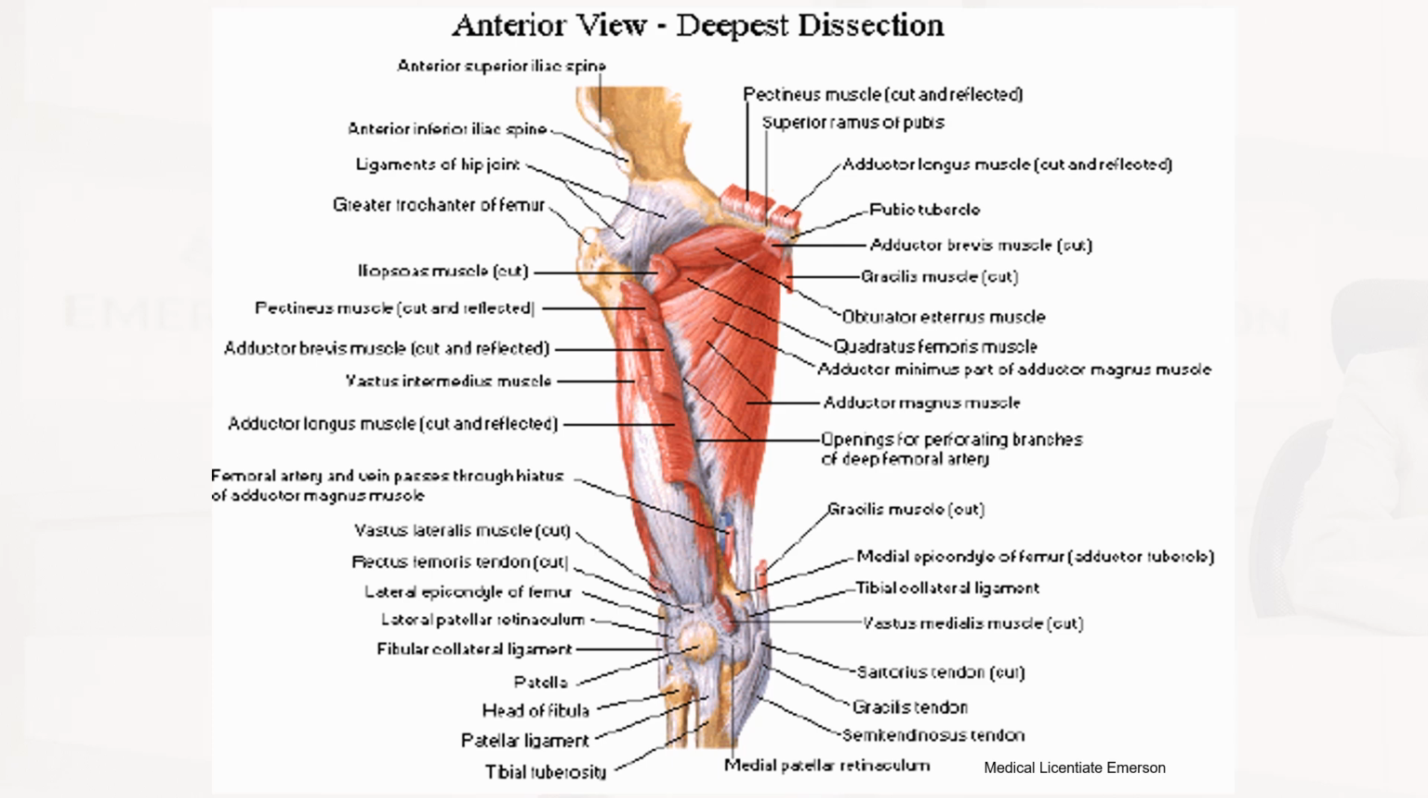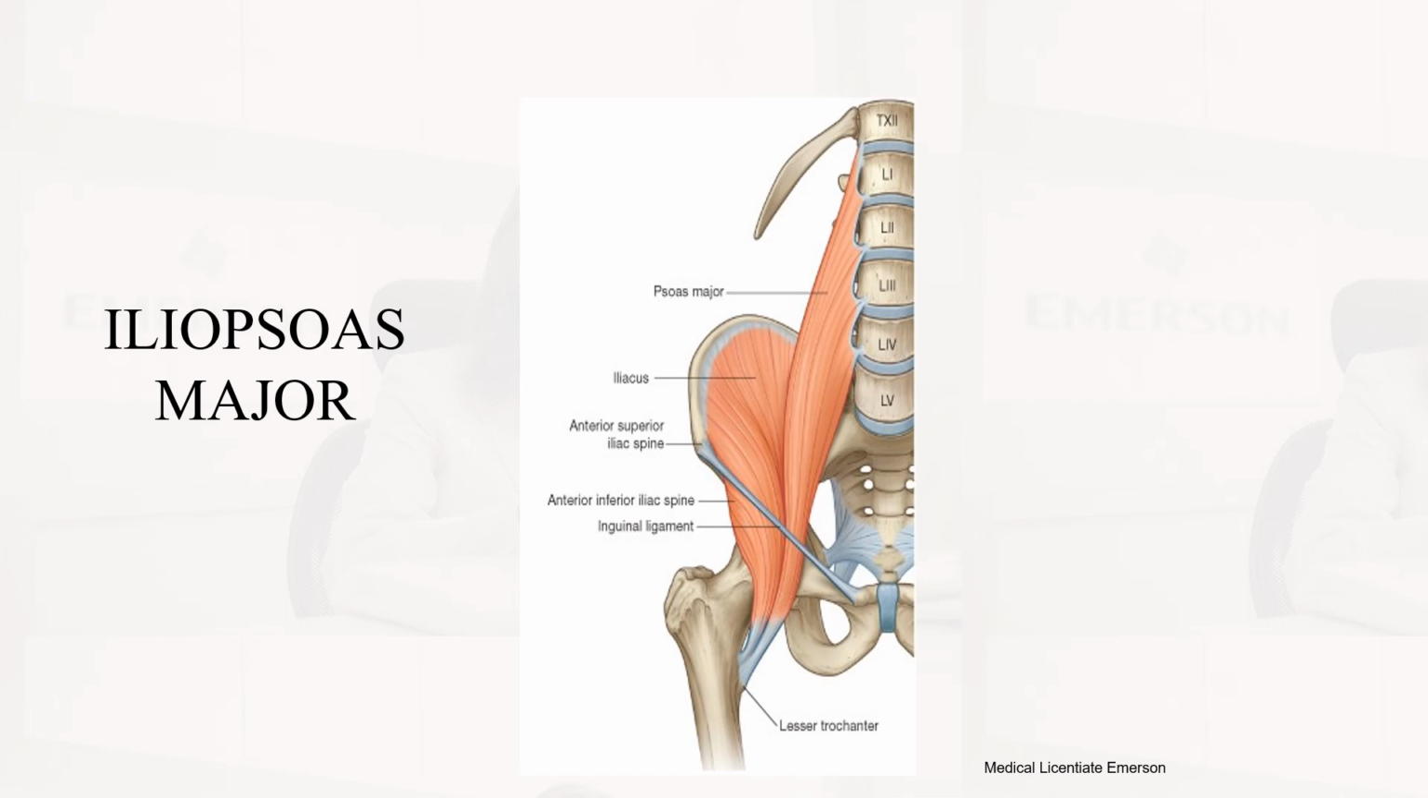From the deepest dissection, this is another view on the deepest dissection, which we can pause and go through. Then you have the iliopsoas major this side. This is the iliopsoas major. So this is the psoas major muscle, as you have seen.